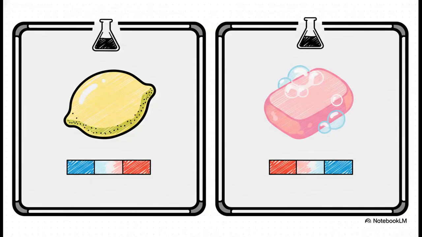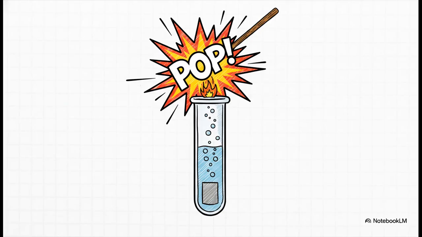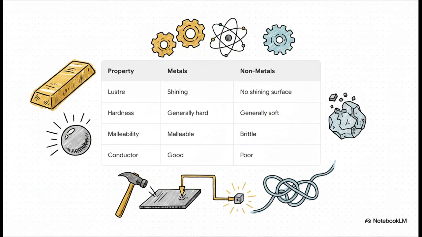Okay, acids and bases. They're basically chemical opposites, right? With totally different properties. But what's cool is that both can react with metals to make hydrogen gas. You know, the stuff that pops. Speaking of metals, they're in a class of their own. Just look at how different their properties are.